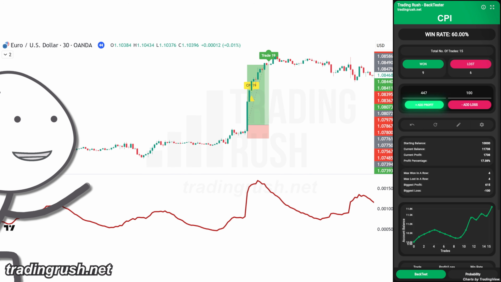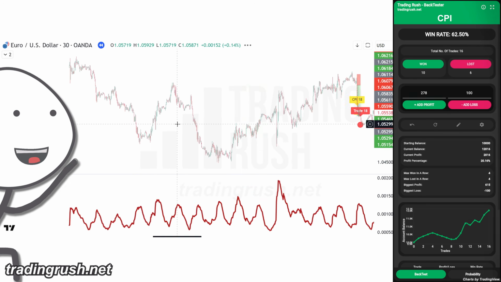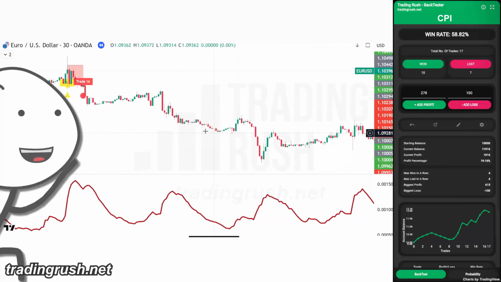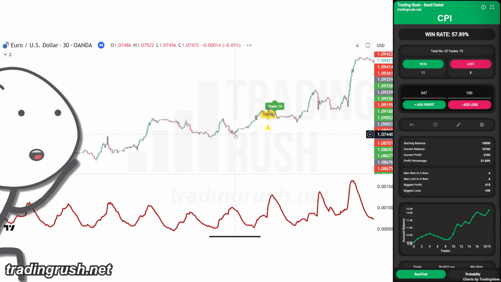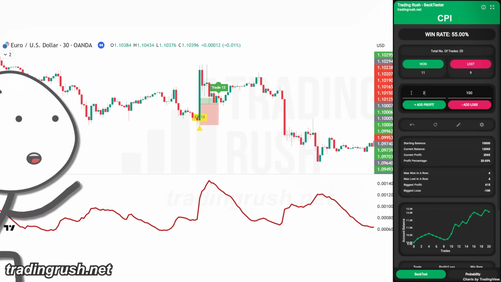There were trades that made 6 times more profit than the loss. Also, I'm risking 1% per trade. So some trades made really big profits while keeping the risk low. But I also had trouble with some trades.